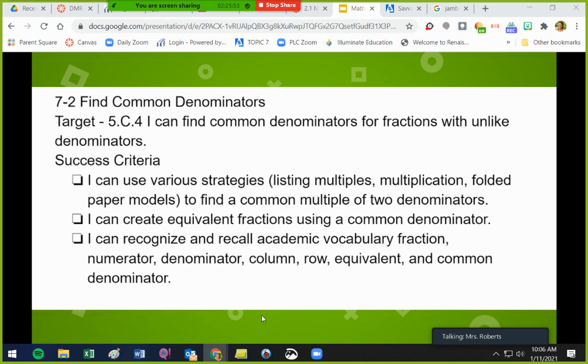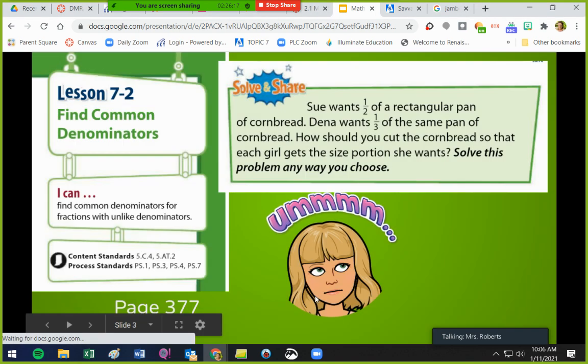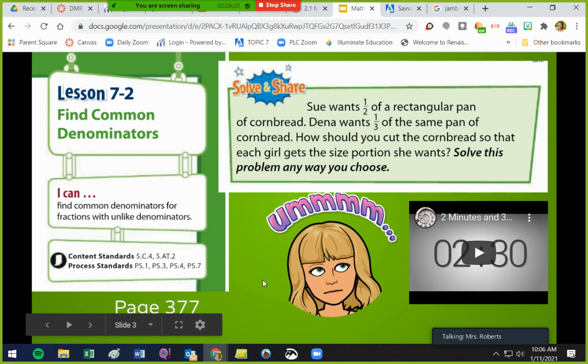I can find common denominators for fractions with unlike denominators, okay? So right now, when I say that word denominator, you should be thinking that that is the bottom number in a fraction, okay? And then these are your I can statements. I can create equal fractions using a common denominator. I can use different strategies to find the common denominator. Okay, so I want you to take 2.5 minutes, and you can use Jamboard. That's exactly why I had you pull it up, to answer this question.